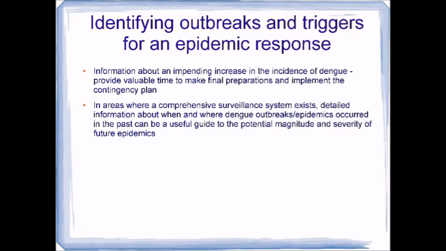In areas where a comprehensive surveillance system exists, detailed information about when and where dengue outbreaks or epidemics occurred in the past can be a useful guide to the potential magnitude and severity of future epidemics. If there is no surveillance system in place, the early warning element of the program and the valuable time needed to make preparations for the response are lost. In such a situation, the emergency may rapidly overwhelm the public health and medical care agencies without warning.